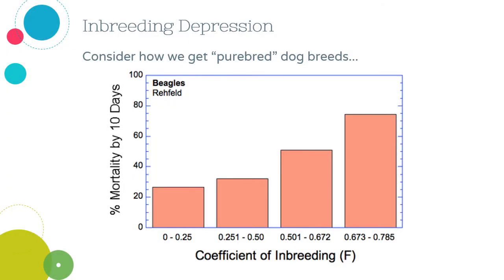This is a really sad graph. It's about the percent mortality by 10 days, so puppies that were born but then died within 10 days. And this is based on how closely related beagles were together when they were having children. And so, this is almost 80% mortality of puppies within those first 10 days if they're closely related to each other.